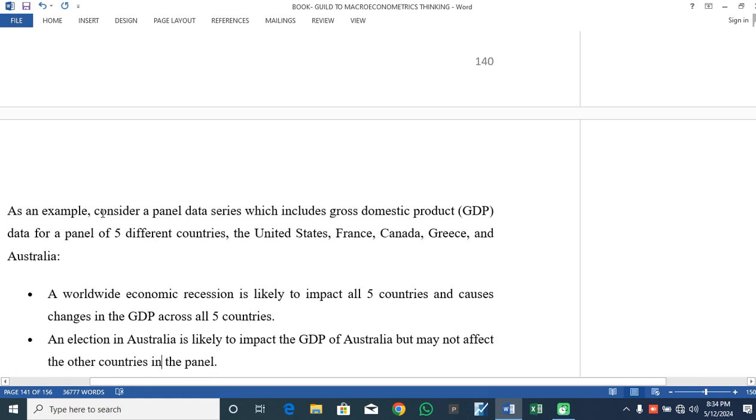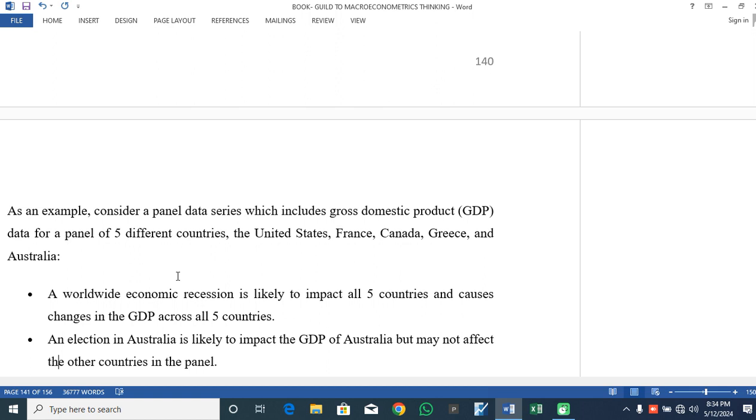An example we intend to consider this evening is when we want to look at the gross domestic product of 5 countries such as the United States, France, Canada, Greece, and Australia. And the intuition behind that is that we want to specify that within these 5 countries, there may be heterogeneities across these countries.